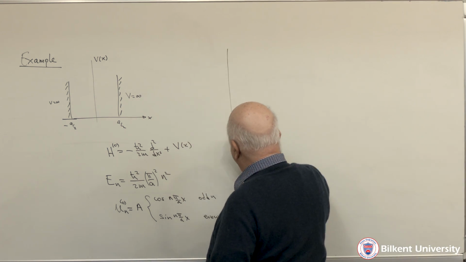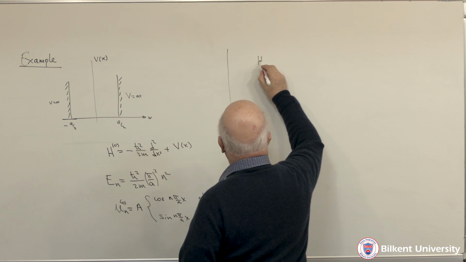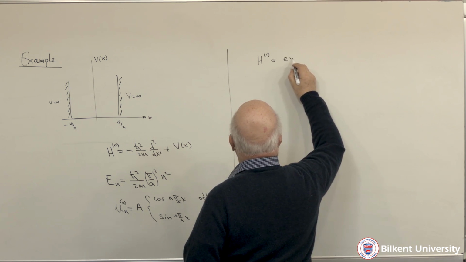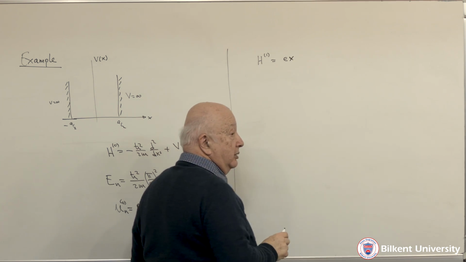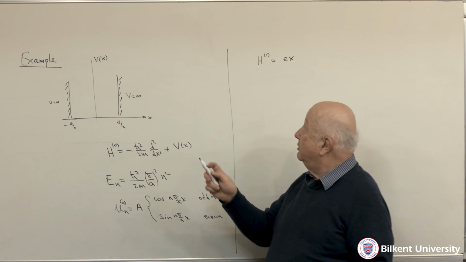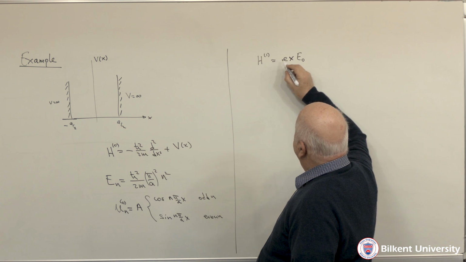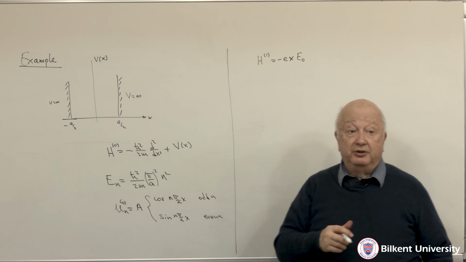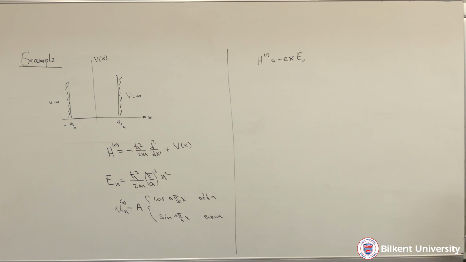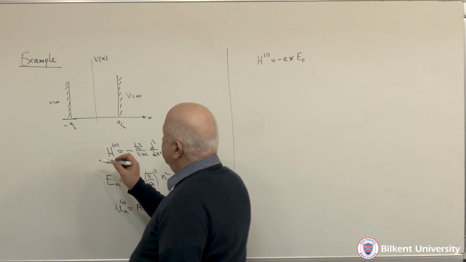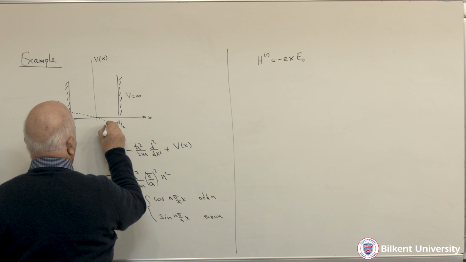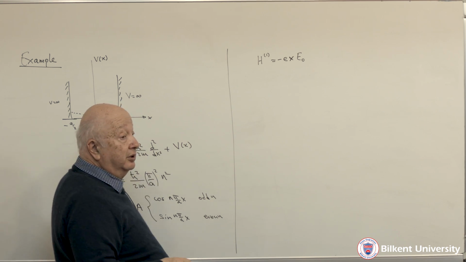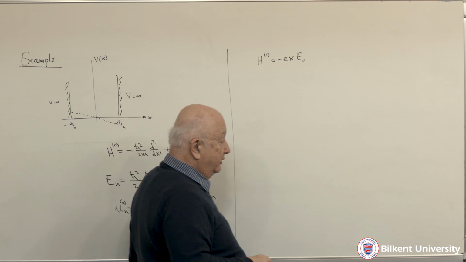Now, suppose I add an electric field to the problem. I add an H1, which is going to be some extra potential, minus e E0 times x. So if this is my extra potential, this corresponds to an electric field in the x direction. What does that potential look like? Well, that additional potential looks something like this. It makes the right-hand side of the box a little more advantageous for the particle.